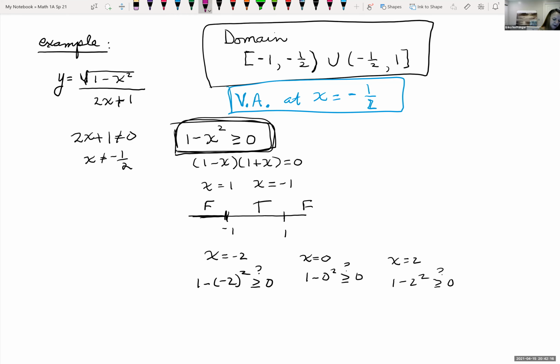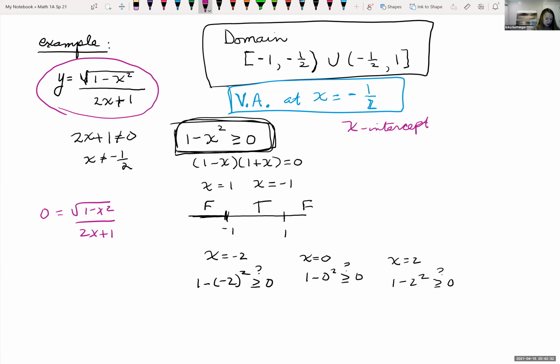Our x-intercepts, well, that's when this whole piece is equal to 0. We set 0 equal to the square root of 1 minus x squared all over 2x plus 1. If it's a rational function and we're trying to find when this is equal to 0, it's basically only worried about when the numerator is equal to 0. We could clear the fraction by multiplying both sides by our denominator, 2x plus 1. So 0 times anything is 0. I would be just left with 0 equals my numerator, the square root of 1 minus x squared.